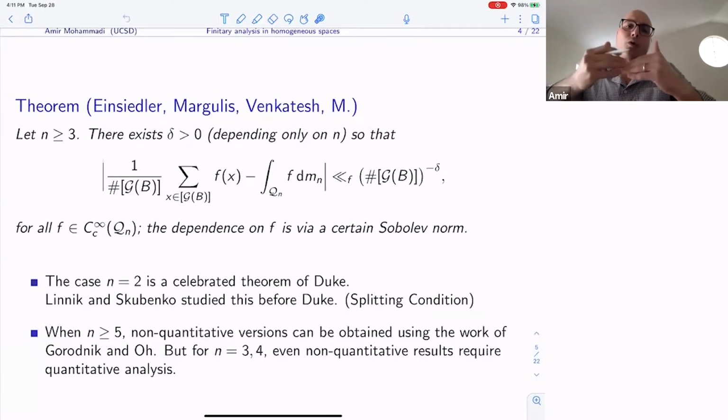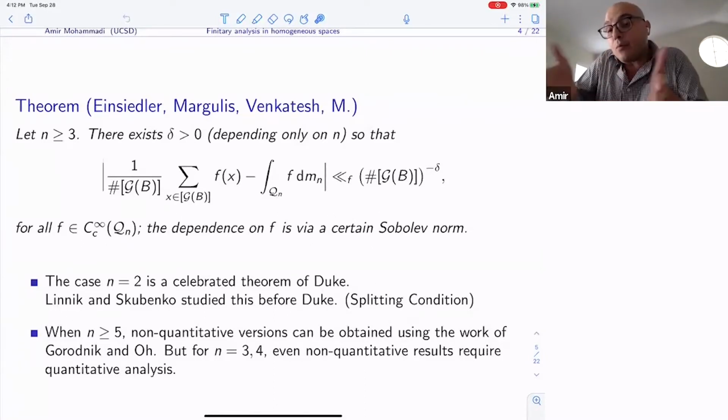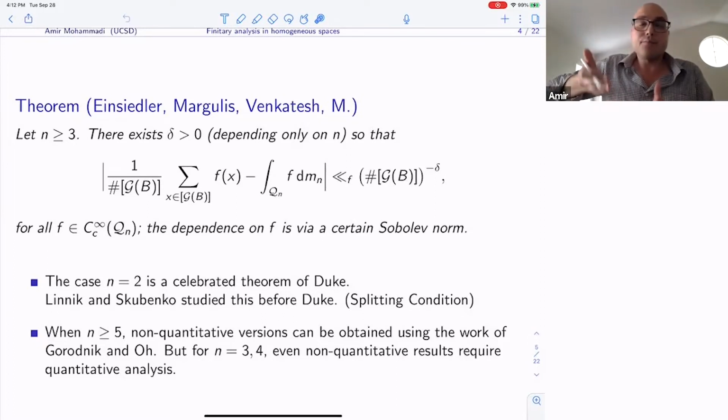So Linnik and Skubenko, before the work of Duke, studied this case of n equals 2, but they had a condition on the discriminant. The discriminants had to be a residue mod some fixed prime. This is what they needed, and this is to get some action of a p-adic torus, in modern language. In the cases of 3 and 4, also, if you don't care about the rate and you just want equidistribution, without using the quantitative analysis you need to restrict yourself to those forms that over some p-adic are not compact. There is some splitting condition.